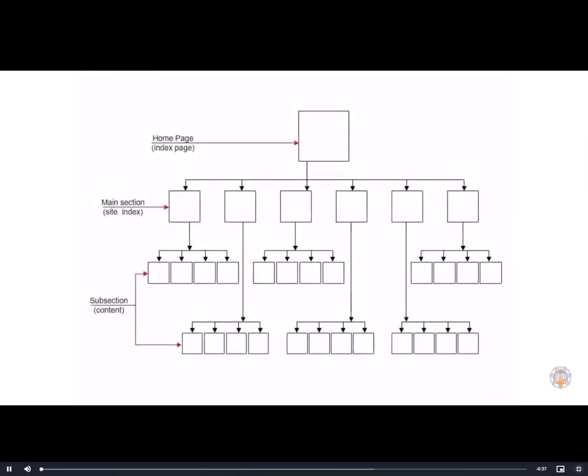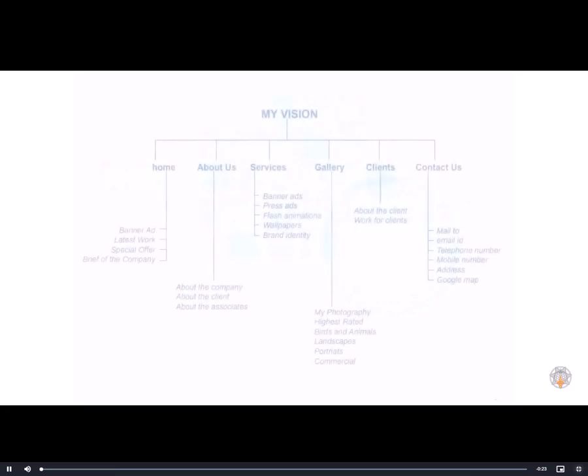Show the visual mind map to the client and discuss the flow of information in terms of navigation. Based on the visual mind map, you can start creating a hierarchical storyboard. While creating the storyboard, discuss the navigation between the web pages with the client. This will help you to create a systematic storyboard.